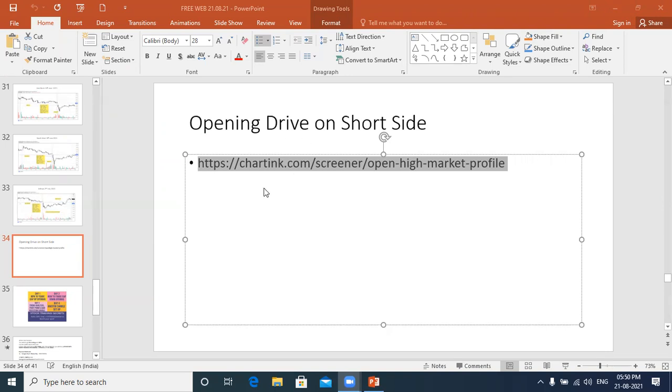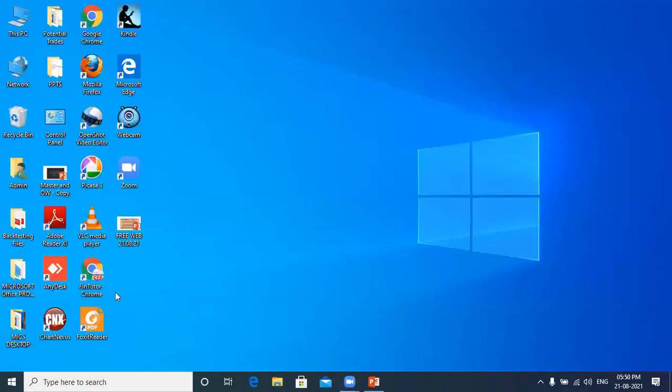This scanner is also included in PPT. So what I will do, I will share this PPT to all of you in WhatsApp group. Now let me show you some recent example on this setup. Okay, gap down opening. Okay, just a minute. We will discuss now some recent example on gap down opening.